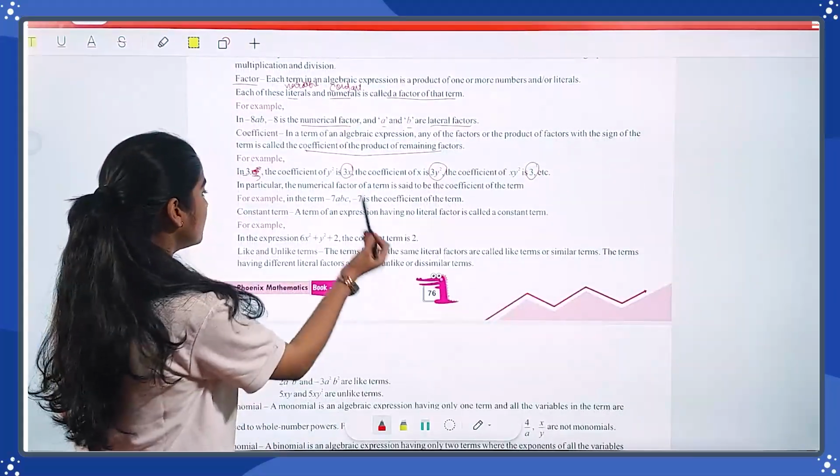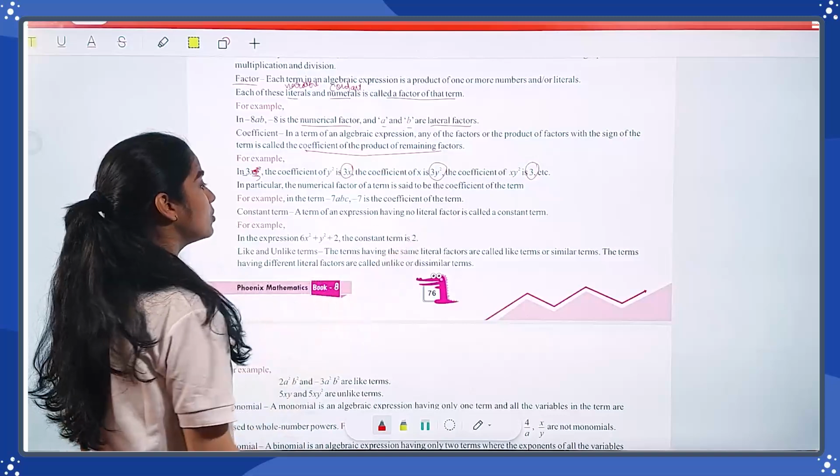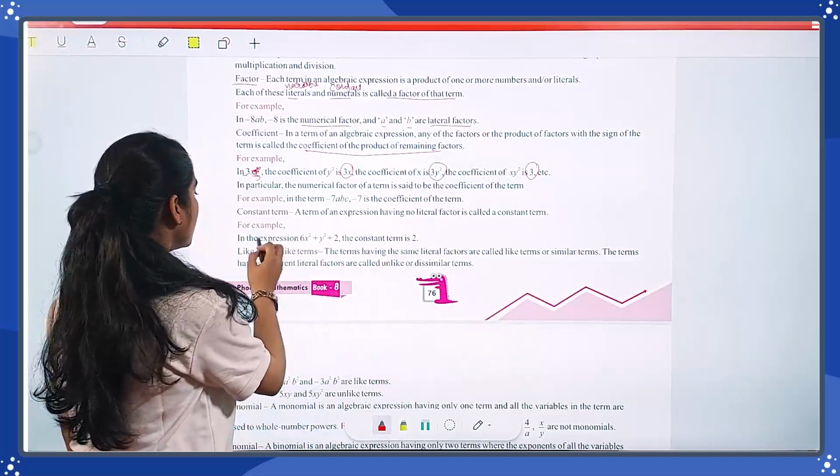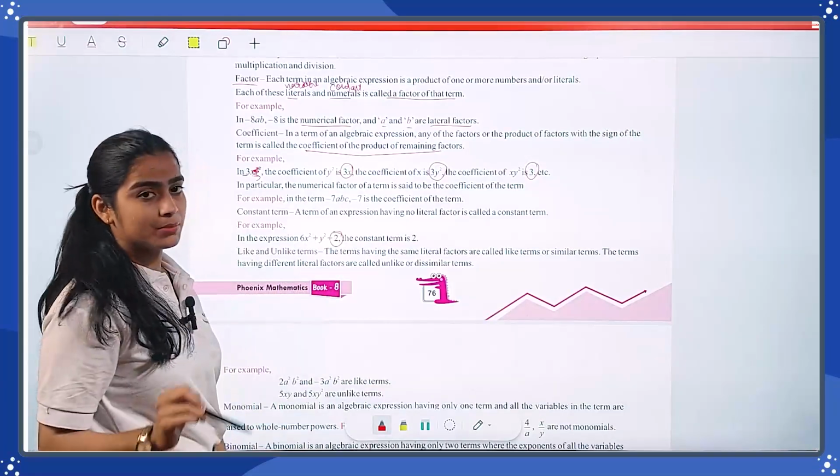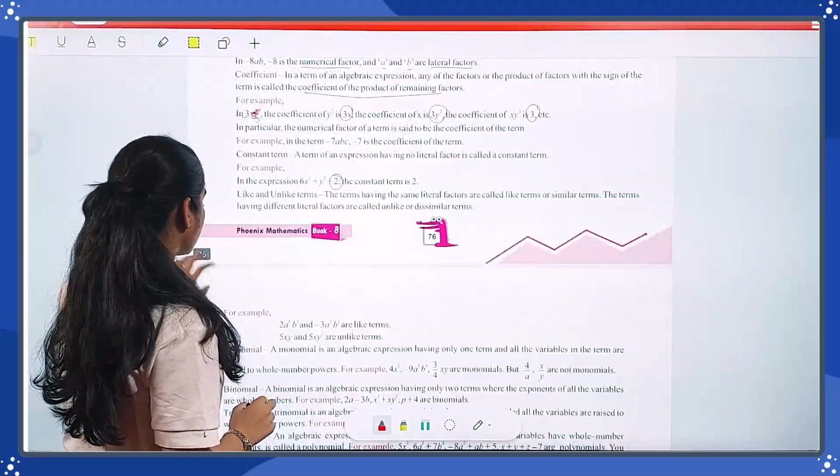Now constant term. A term of an expression having no literal factor is called a constant term. In the expression 6x square plus y square plus 2, the 2 is without any variable. It means it is a constant term.